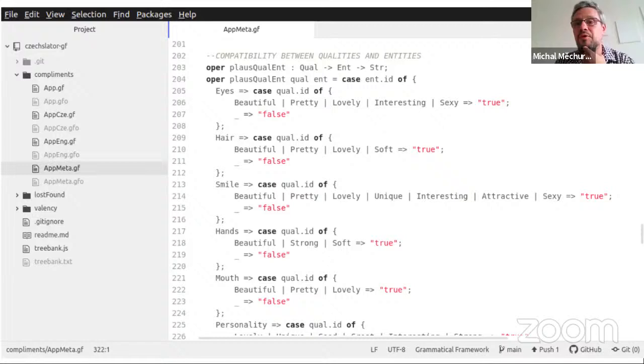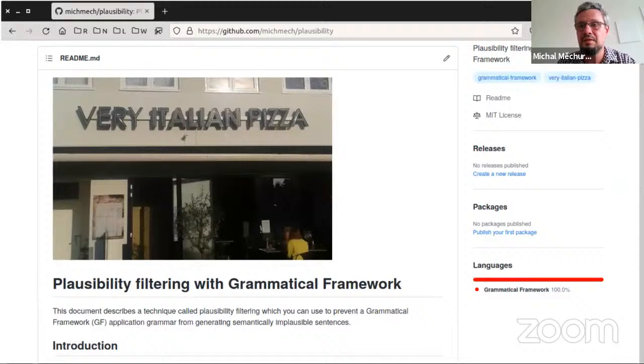So I use this approach to filter out semantically implausible, weird, strange combinations of vocabulary in the sentences, right? This is a technique I invented myself at the last summer school in South Africa, where I was worried about this problem of GF application grammars over-generating, say, generating sentences which are grammatically correct but semantically implausible, right? You can read about it. There's a GitHub repository I created years ago where I'm describing the technique.